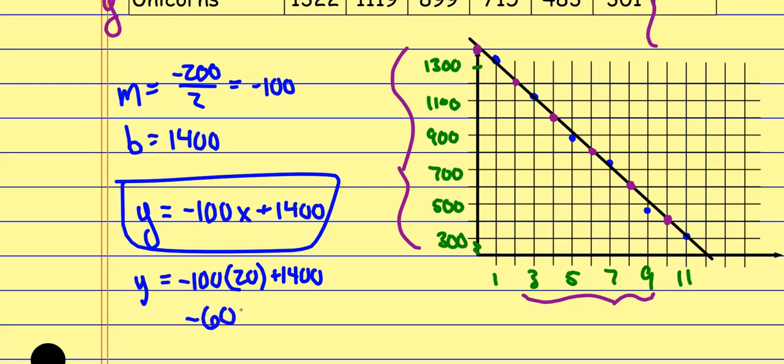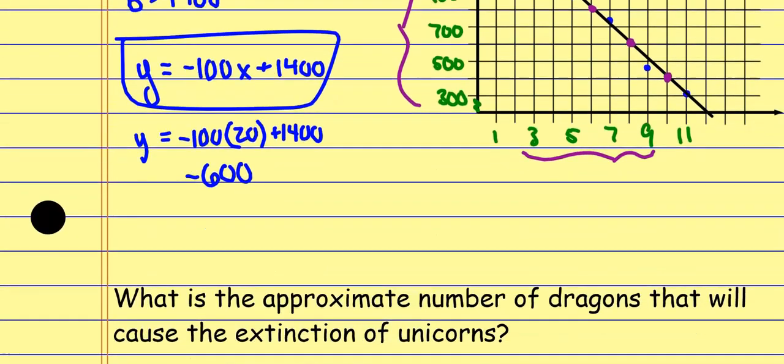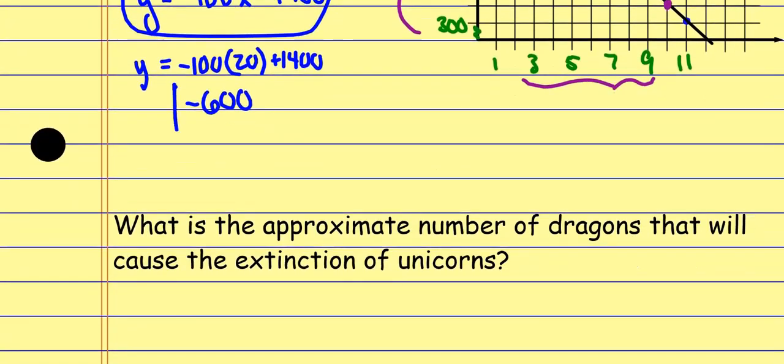Well, let's interpret that. Does that even make sense? Can I have negative 600 unicorns? And the answer is no. What that means is at some point unicorns went extinct. I ran out of unicorns because there were too many dragons. Okay? And yeah, this is a ridiculous example, but so then the follow-up question to that, okay, that was my predicted value, which still gives me information, even though negative 600 doesn't make sense.